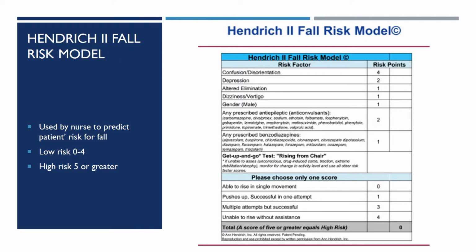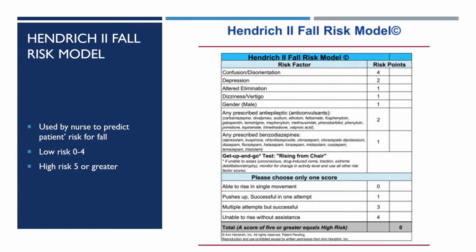The Hendrick II Fall Risk Model is another relatively quick tool used to determine a patient's risk for falling. According to Callis, it was published in 1955 and was updated in 2003. It was established with an acceptable sensitivity value of 74.9%. This same study mentioned previously by Ang et al. found a sensitivity value of 70%.